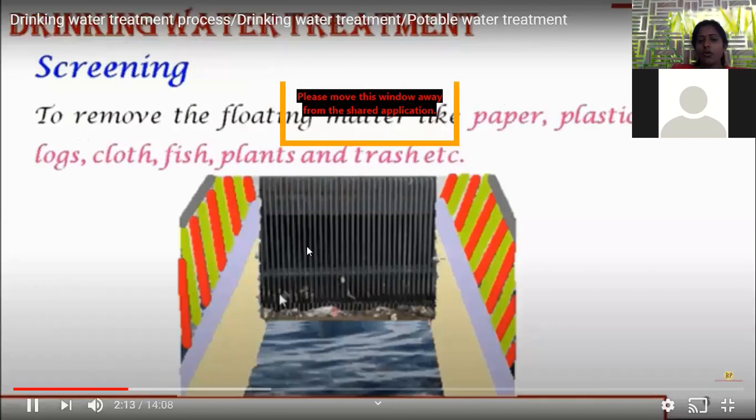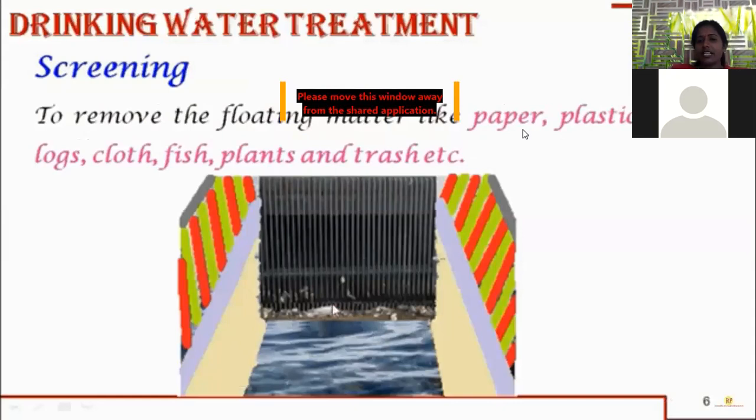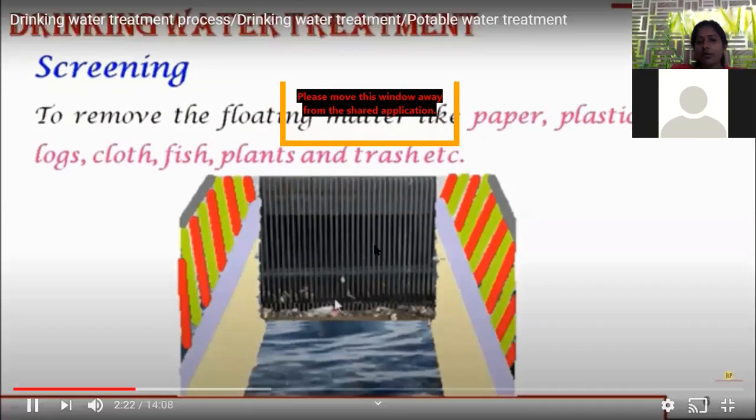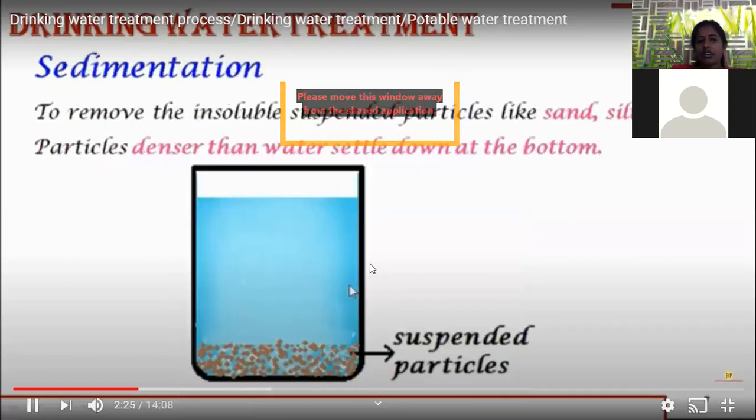First, water is allowed to pass through these screens. These are called screens, which are very essential to trap all the solid impurities present in the water. These are the screens used to trap. And the next is about sedimentation.